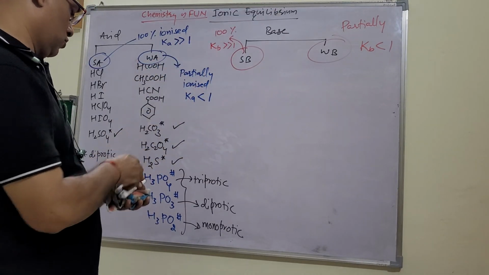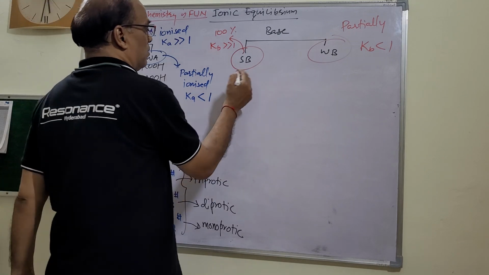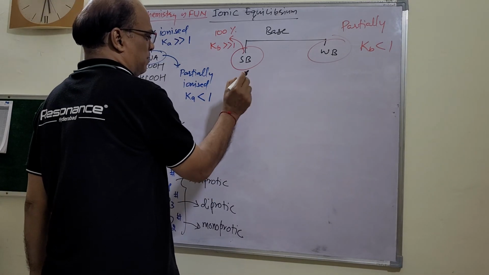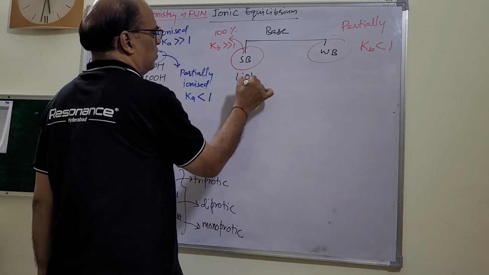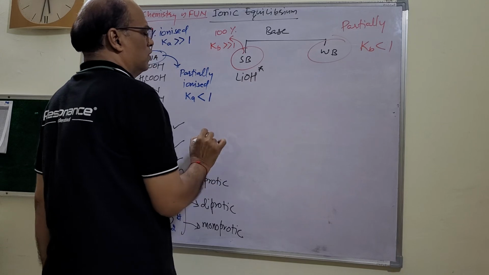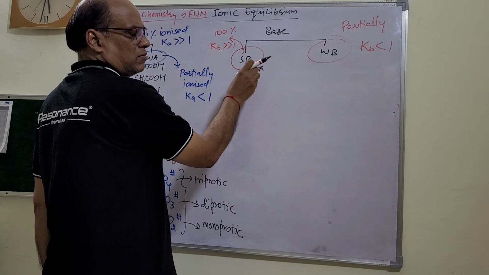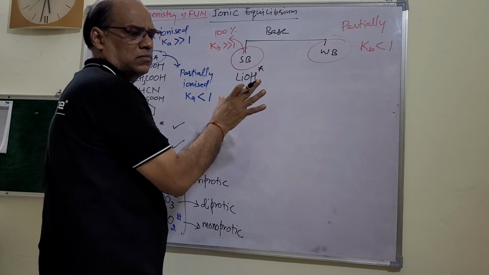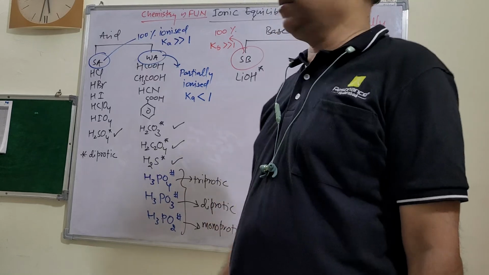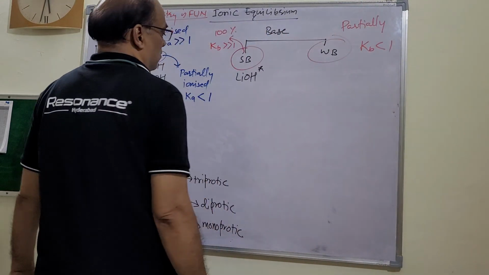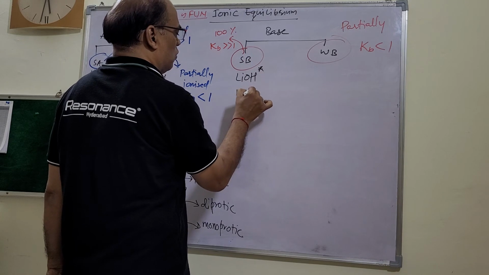What is the meaning of this constant? I will explain later. Strong bases: you can remember all group 1A hydroxides except lithium. Lithium actually has a different story, so you can put a condition mark on it. It is misunderstood by many faculties also. Lithium hydroxide, condition applies. NaOH, no doubt, is a strong base.